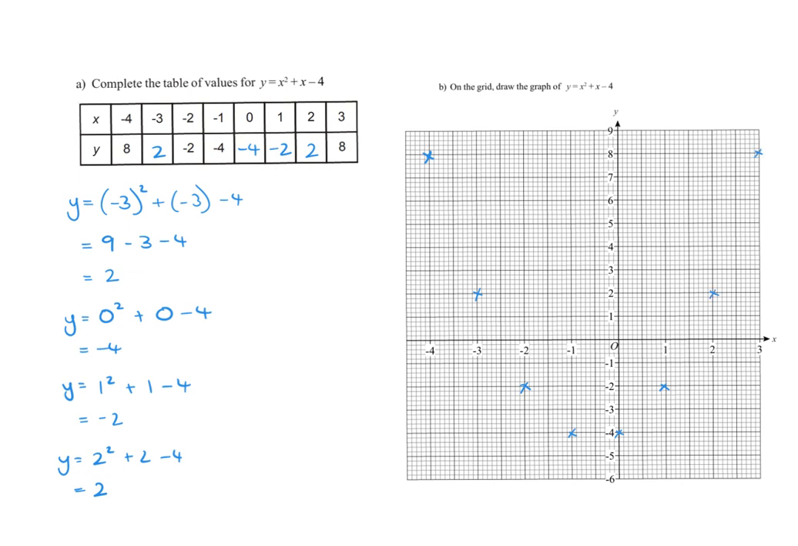And what you should see with a positive quadratic is a U-shaped parabola. The last thing we need to do is to draw a nice smooth curve going through all of the points. And there is our final quadratic graph.